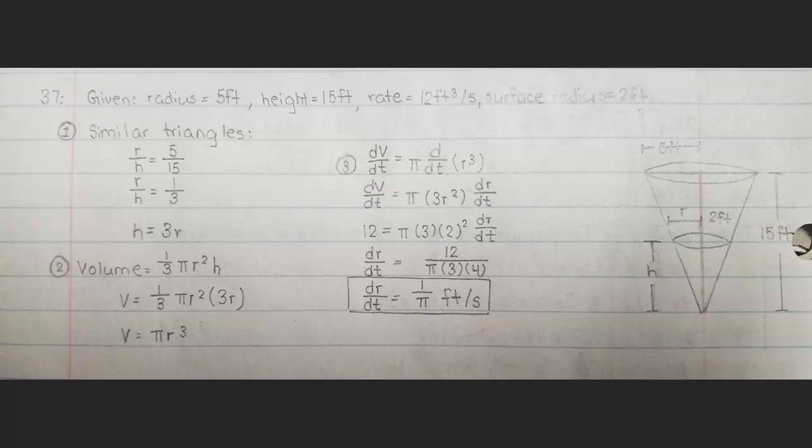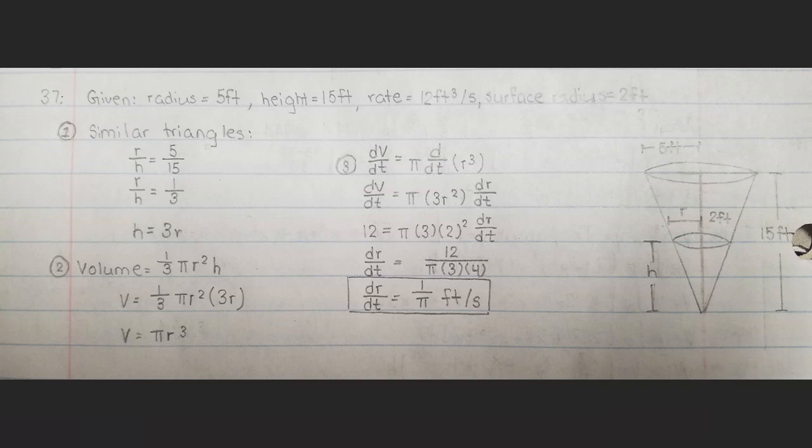Okay, so this is Victoria's 37. Victoria? Yes, I'm sorry, I had a connection problem. Can you see my work now?